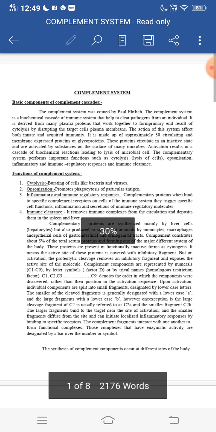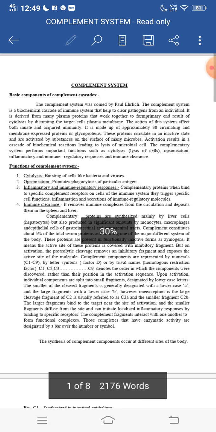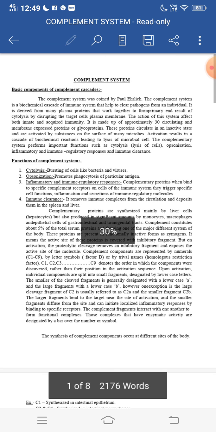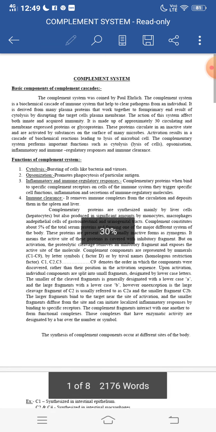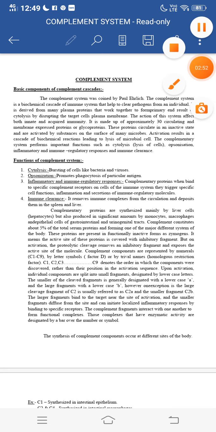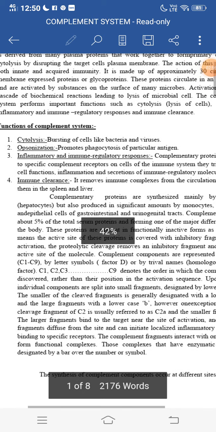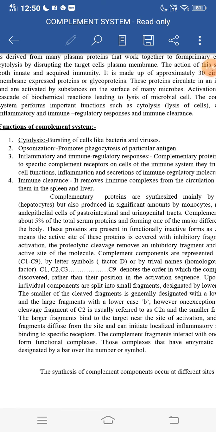The complement system performs important functions such as cytolysis, that is lysis of the cell, opsonization, inflammatory and immune regulatory responses, and immune clearance. Then further we will study the functions of the complement system. One of the functions is cytolysis. Now what do you mean by cytolysis? Lysis means breaking and cyto means cell. So it is the bursting of cells like bacteria and viruses, that is cytolysis.